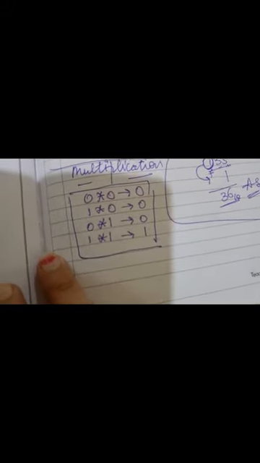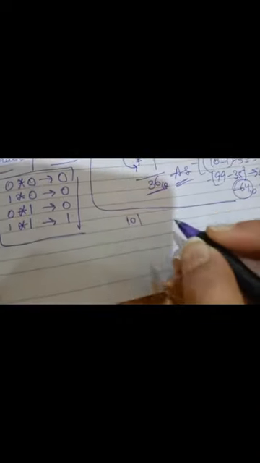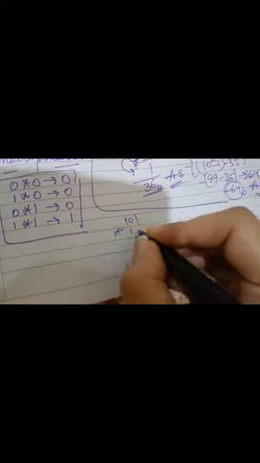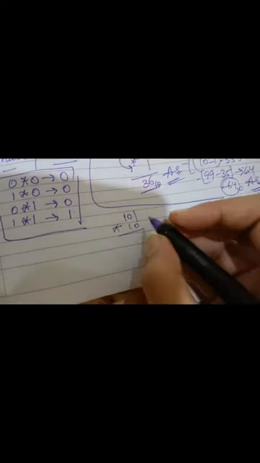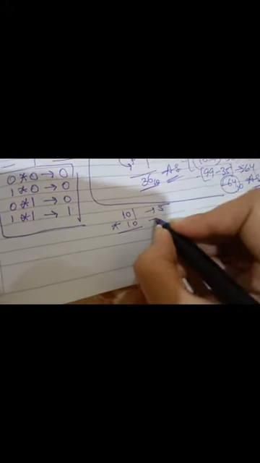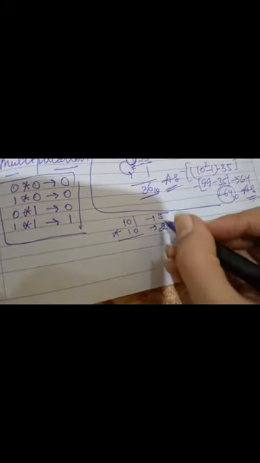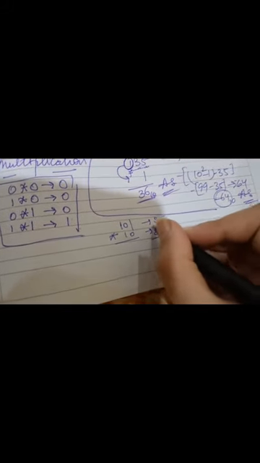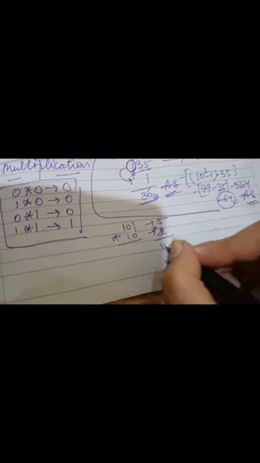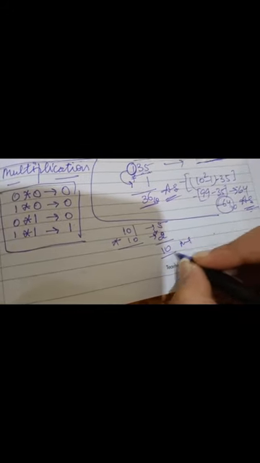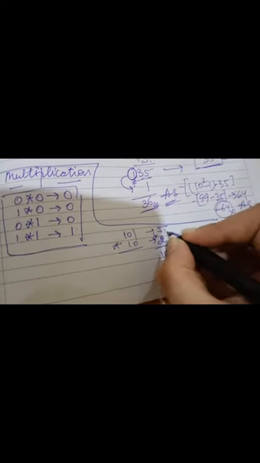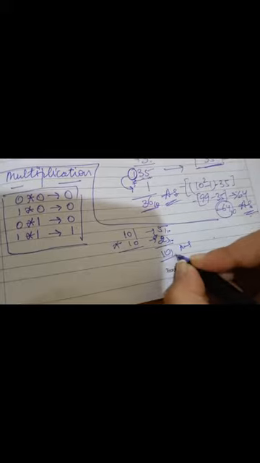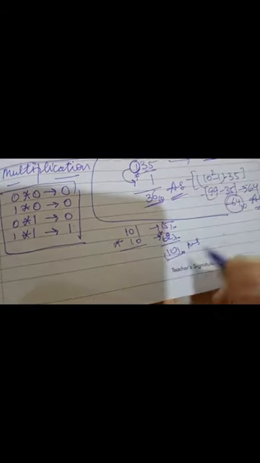Now let's have an example. If we need to multiply 101 with 10, so this is 5 and this is 2 in decimal, and performing multiplication, we get 10 as an answer in the decimal number system. Let's see how multiplication is performed in the binary number system.